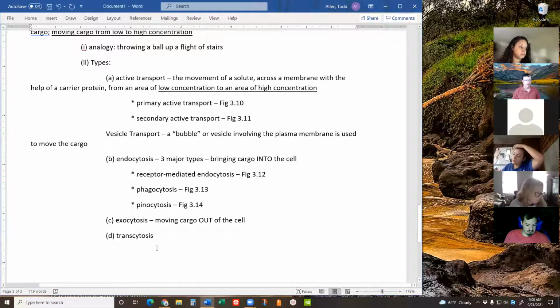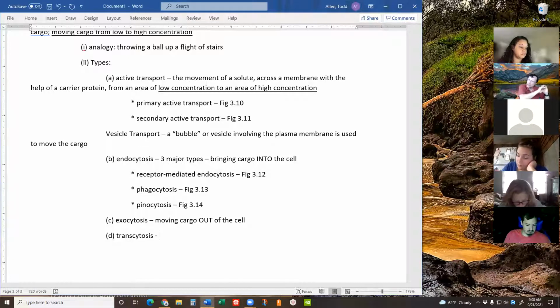Okay. All right. Transcytosis, as the video shared with you, is when you couple endocytosis and exocytosis together. So you bring something into the cell, you move the vesicle across the interior of the cell, and then you exit the cell on the other side. This is a coupling of endocytosis and exocytosis.